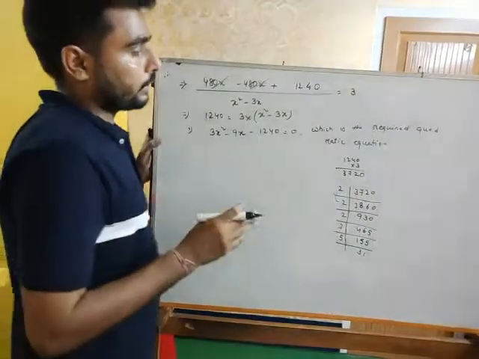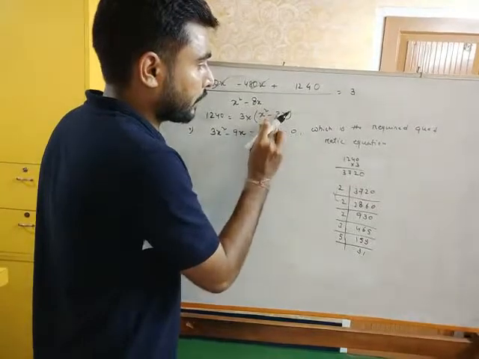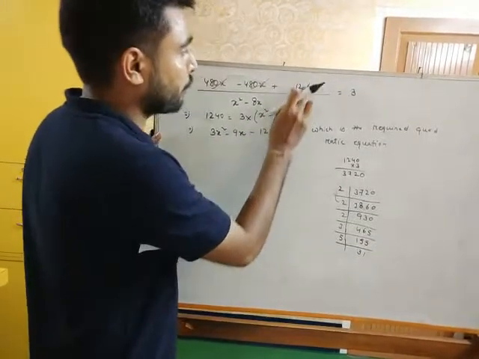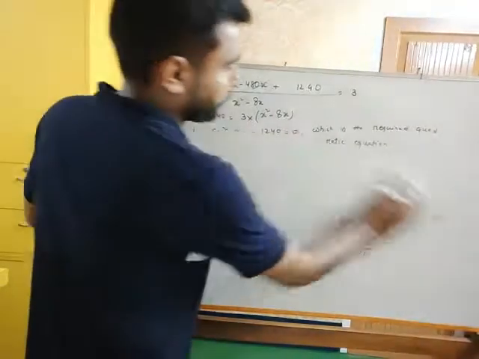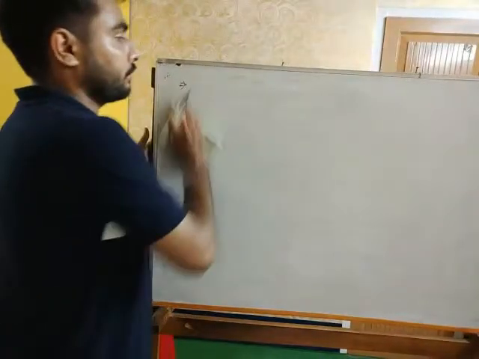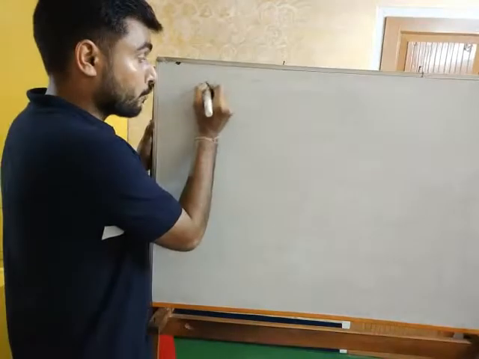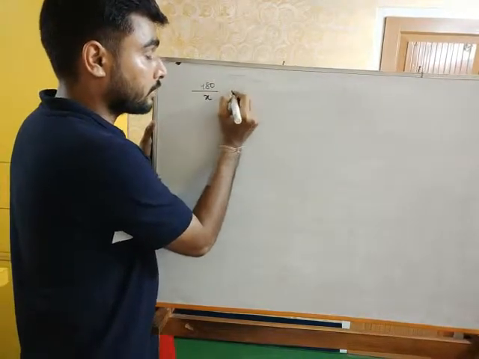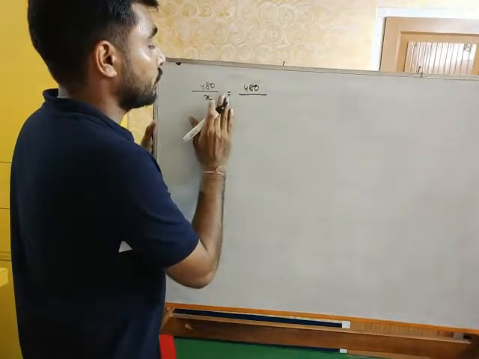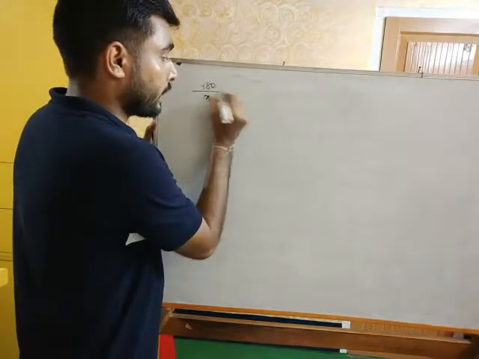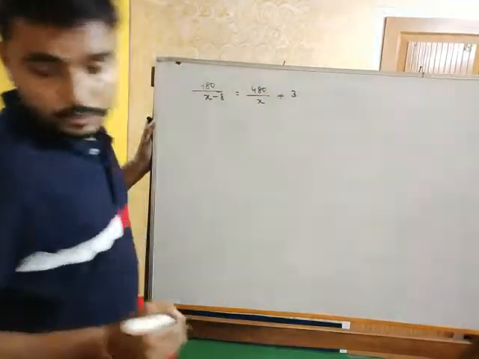Okay, I did something mess. Here it will be 8 and here it will be 8x. This will be multiplied with 8. Let me do it again. So the condition will be 480 by x minus 8 is equal to 480 by x plus 3, isn't it?